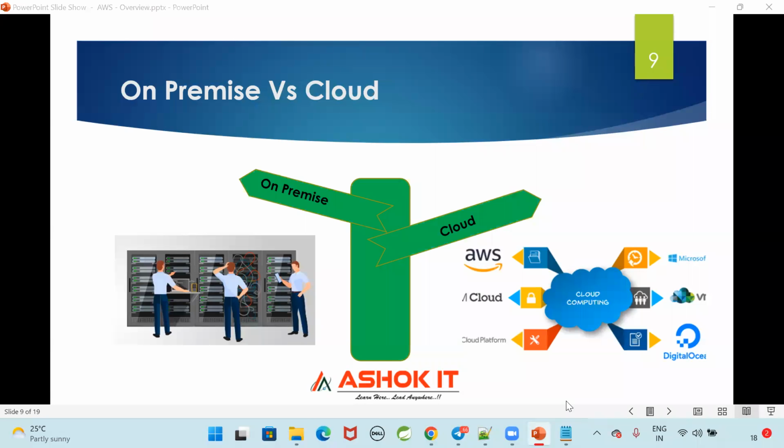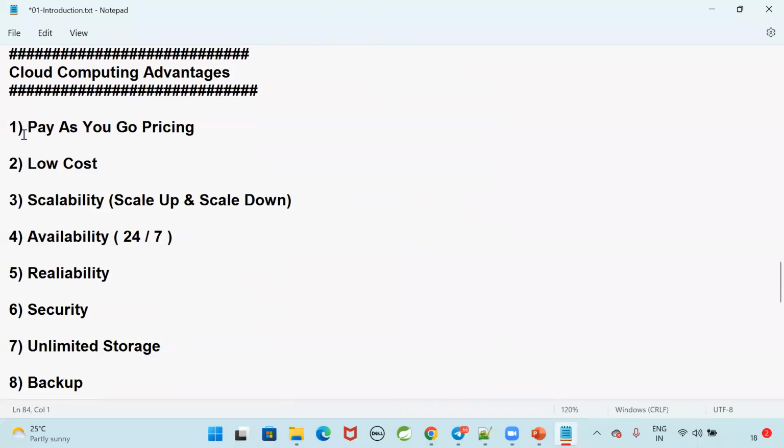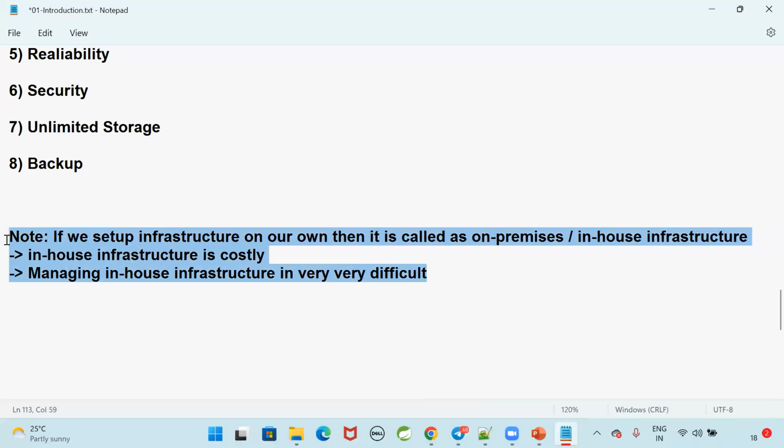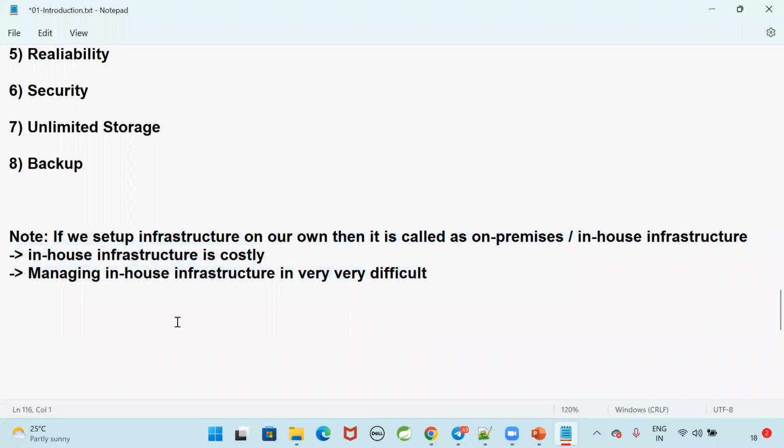Why are companies preferring cloud infrastructure? These are all the advantages. If you go for on-premise infrastructure, you need to focus on your project development, your business, and also the infrastructure. But if you go for cloud, infrastructure will be taken care of by the cloud provider. You can focus only on your application development and your business growth.